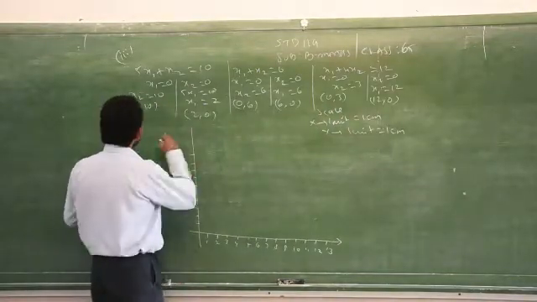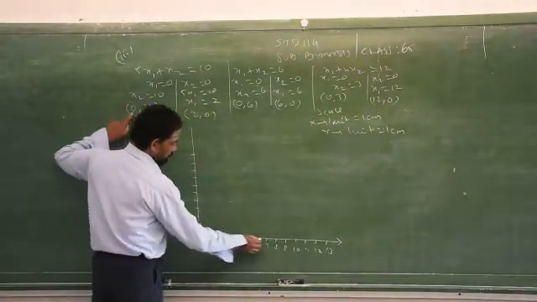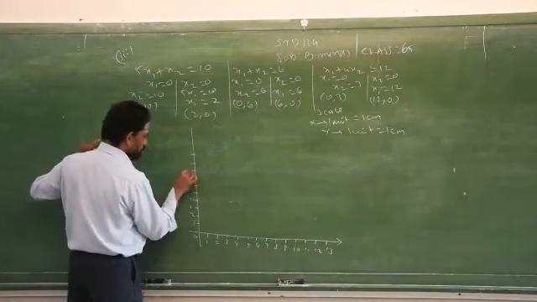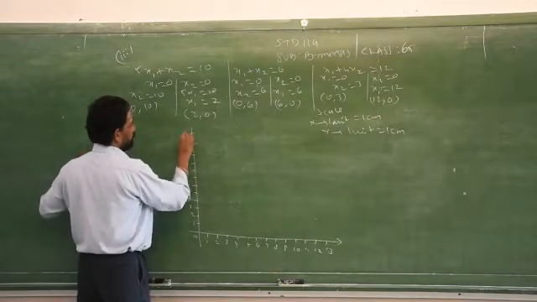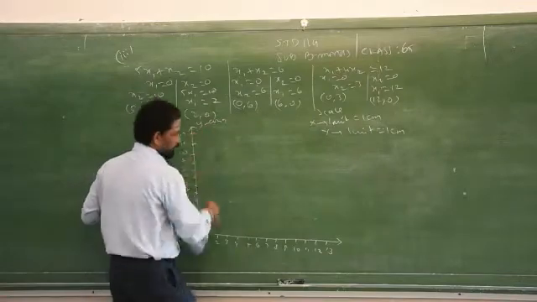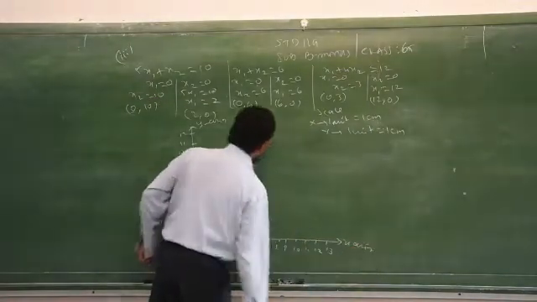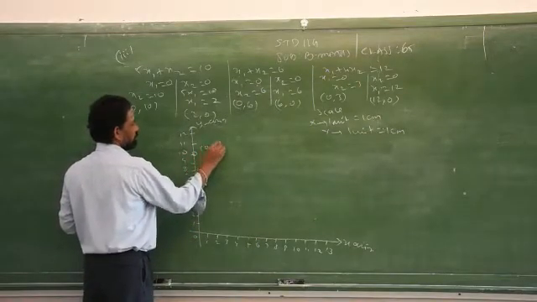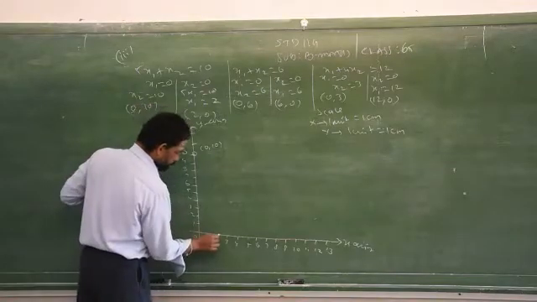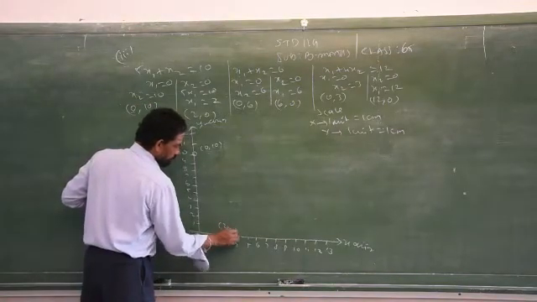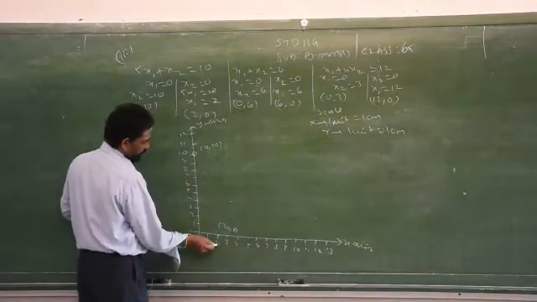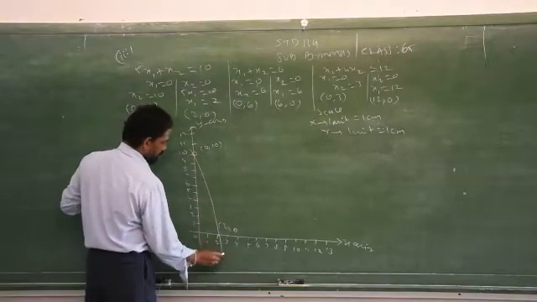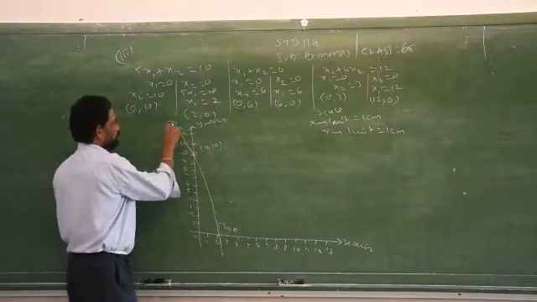Clear? Now the first point is 0, 10. This is 0, then 1, 2, 3, 4, 5, 6, 7, 8, 9, 10. You can take even up to 12, no problem. This is the y-axis, and this is the x-axis. So 0, 10. Next, 2, 0. Just connect them with the help of the scale, and call it equation number 1.